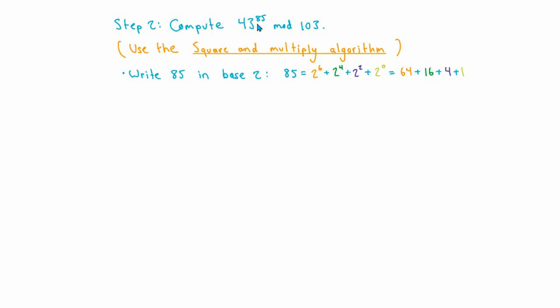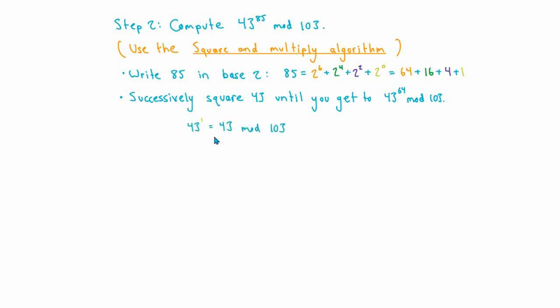The first step in the square and multiply algorithm is to write the exponent in base 2. In other words, to write it as a sum of powers of 2. Once that's done, what you want to do next is to successively square the base, 43, until you get up to the highest power used in the base 2 expansion of the exponent.